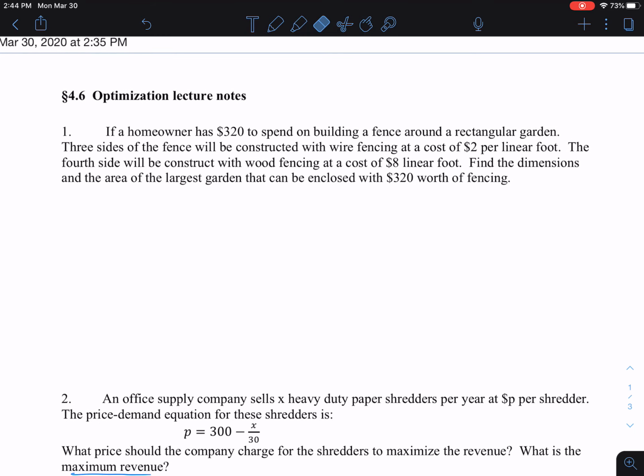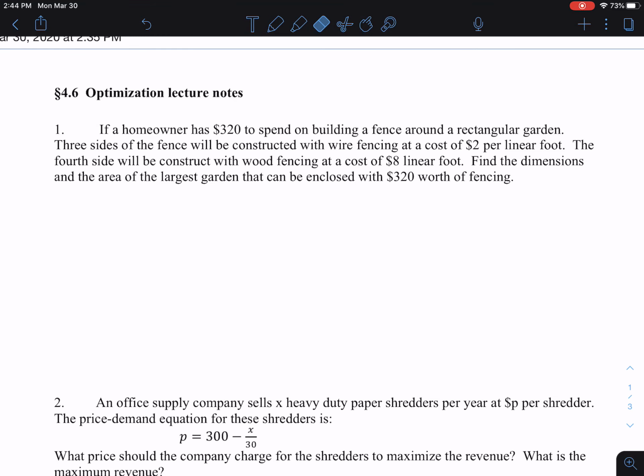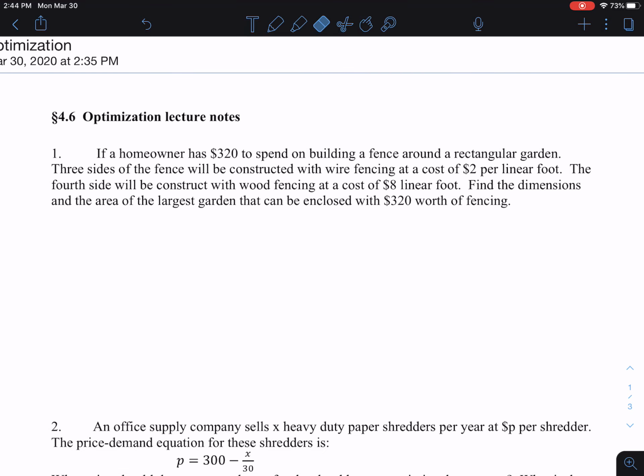Alright guys, in this lesson we're going to solve optimization problems using the concepts in lessons 4.1 and 4.2. For 4.2 in particular, we know that if the second derivative of a function is greater than 0, the function is concave up, and if the second derivative is less than 0, then the function is concave down.